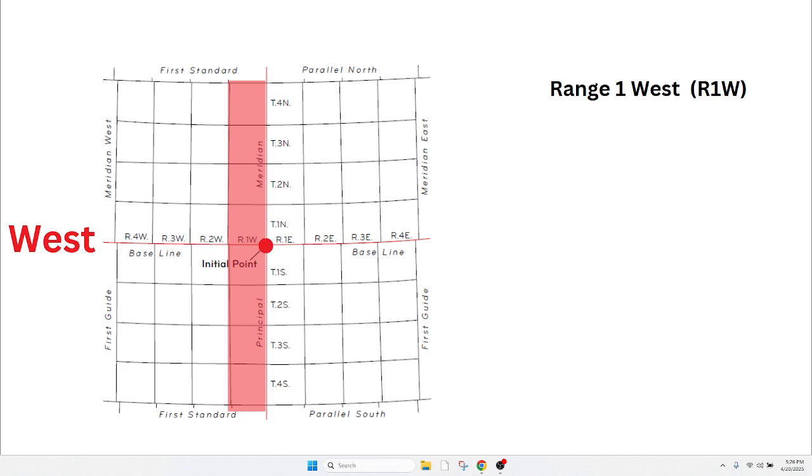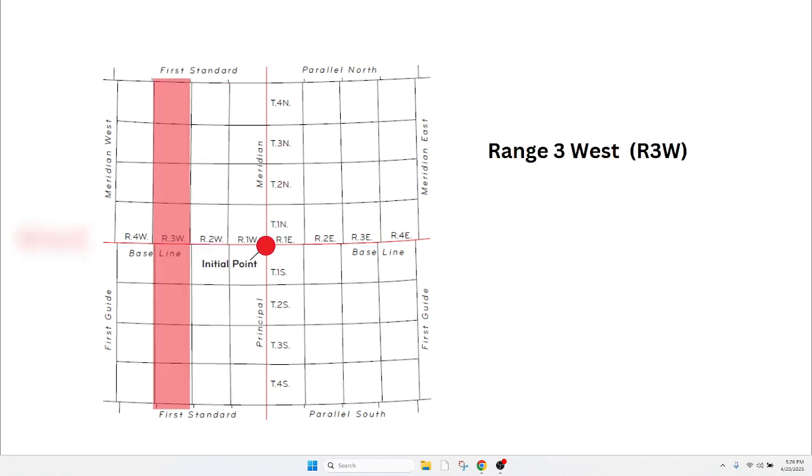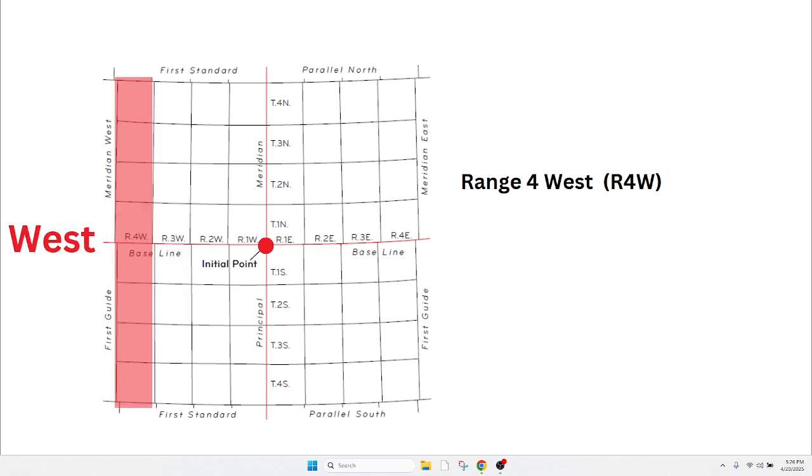As we move west of the initial point, the numbers start at 1 again and increase as we move westerly. The townships in the first column west of the initial point are in range 1 West. Like before, as we move farther west, the range numbers increase. The second column west of the initial point is range 2 West. Next is range 3 West, then range 4 West, and etc., continuing as we move farther away from the initial point.